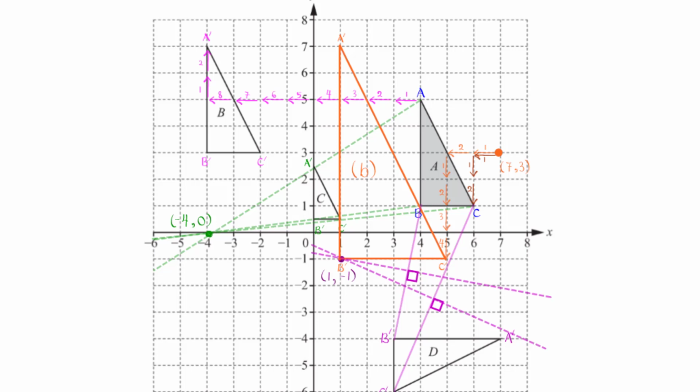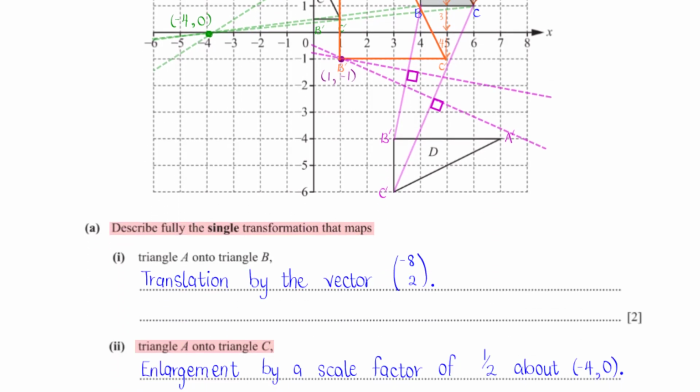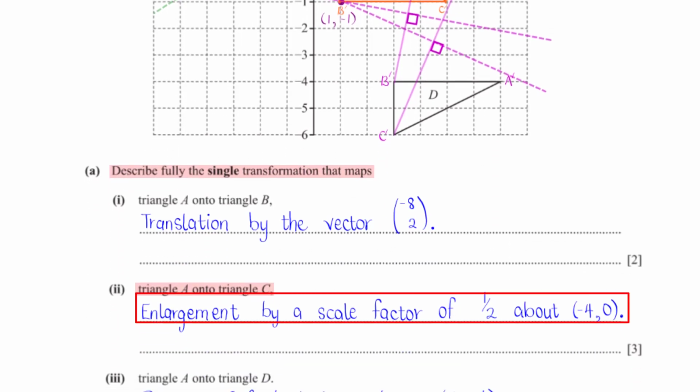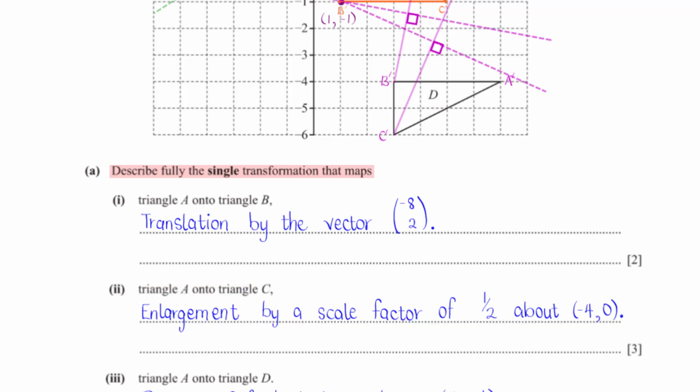Now we need to find the center of enlargement. To get the center of enlargement, we need to connect at least two corresponding points on both triangles and find their intersection point. When we do this, we get the center of enlargement as -4, 0. And so the full description for the transformation will be enlargement by a scale factor of half about the center -4, 0.